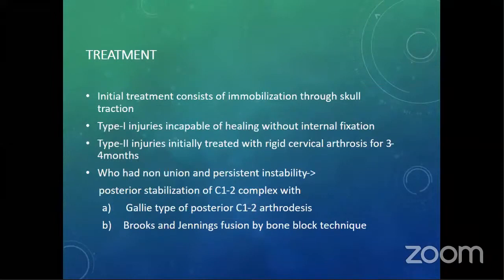Okay, so the treatment is different for both types. The initial treatment consists of immobilization and skull traction. In case there is type 1 injury of the transverse ligament, they are incapable of healing without internal fixation. Whereas type 2 injuries initially can be treated with rigid cervical orthosis for 3 to 4 months. So that is the difference. For those who have non-union and persistent instability, then posterior stabilization of the C1, C2 complex with either Gallie type of posterior C1, C2 arthrodesis or Brooks and Jenkins fusion by bone block technique.